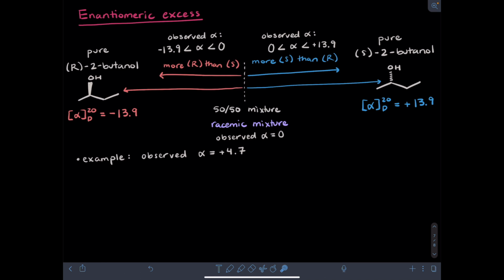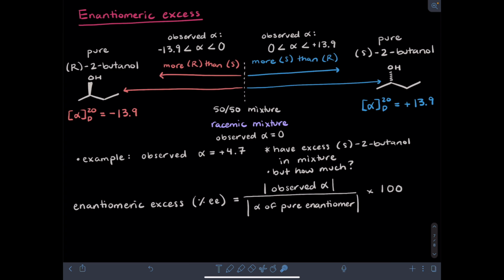So let's say you took a measurement of 2-butanol and you observed a rotation of positive 4.7. Because this value is positive rather than negative, you can conclude that you have more S-2-butanol present. This is based on the knowledge that S-2-butanol has a specific rotation of positive 13.9. So if alpha has the same sign as that, you have more S than R present. But we want to know exactly how much more.